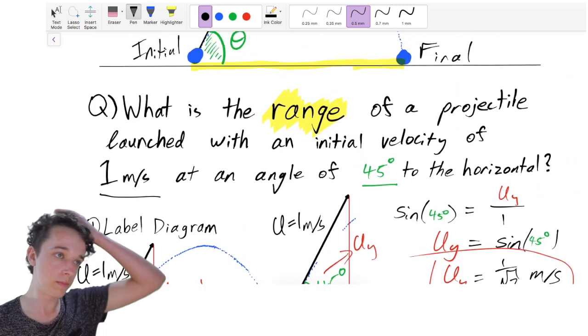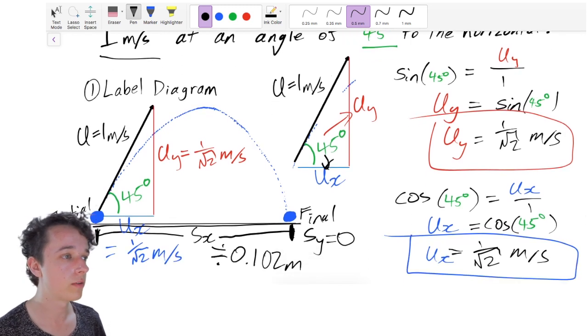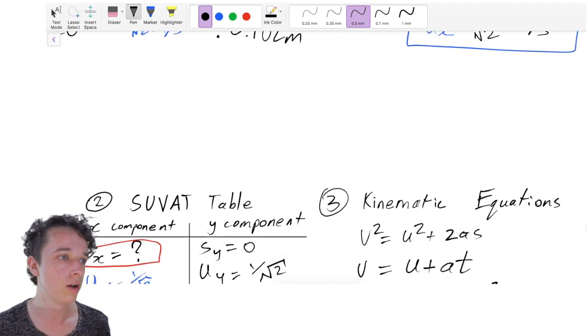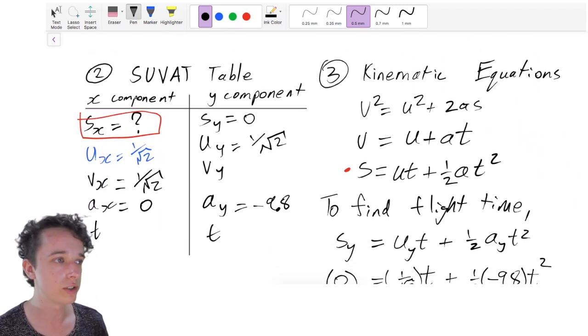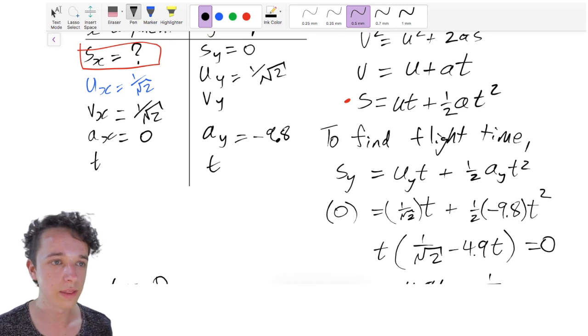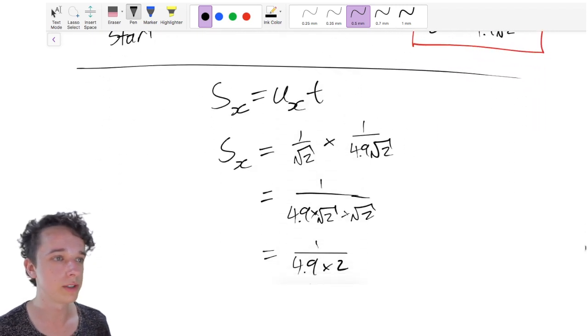Okay, so quick recap. We labeled our diagram with the initial and final points. We drew the initial velocity vector and broke it into its components. We used trigonometry to find the value of those components. We put everything that we knew into the SUVAT table, and then we found the flight time and then used the flight time to sub into this equation to find the horizontal range.